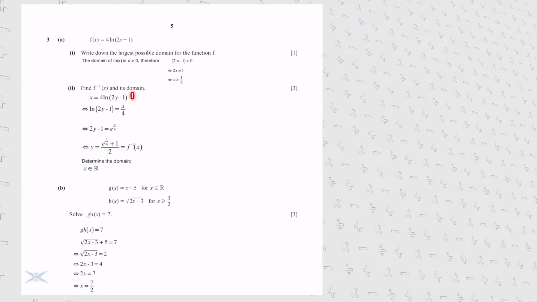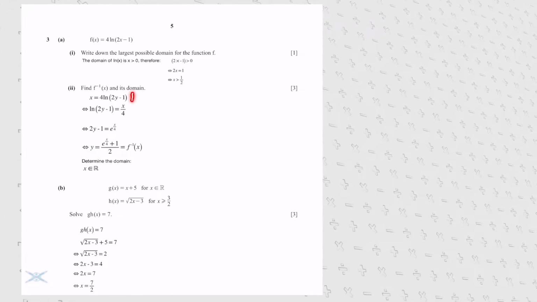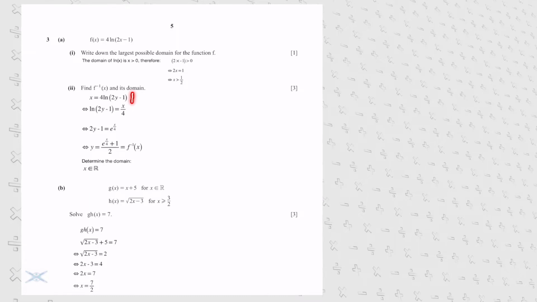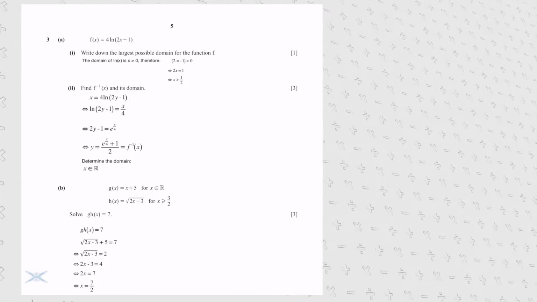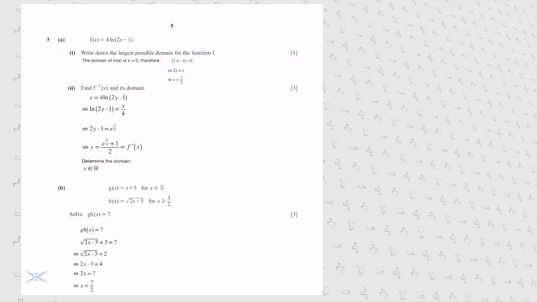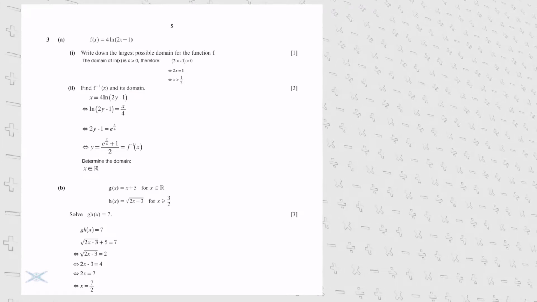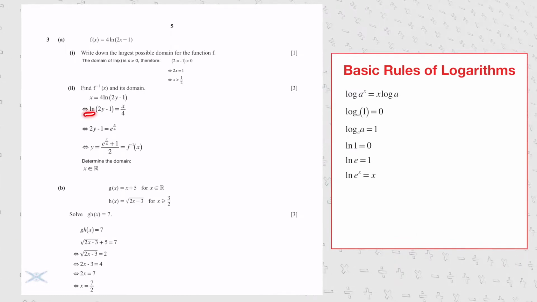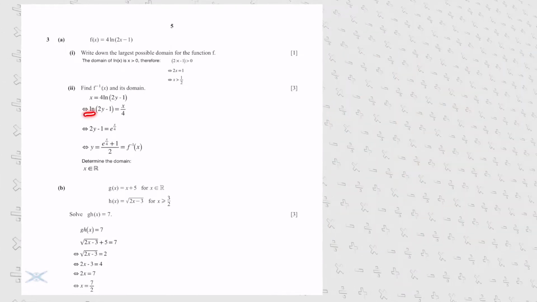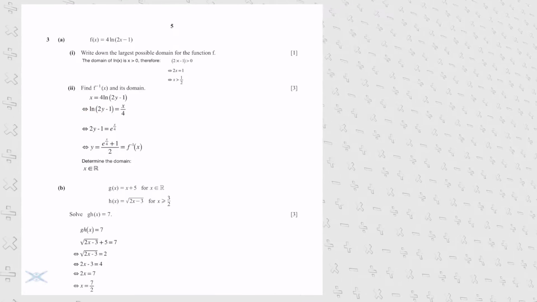This can be achieved by isolating our natural logarithmic expression, which is done by firstly dividing both sides of the equation by 4. Secondly, employing the basic laws of logarithms, which you can find to the right-hand side of your screen, we will free ourselves from the natural logarithmic expression, keeping in mind that the inverse of the natural logarithm is the e function.